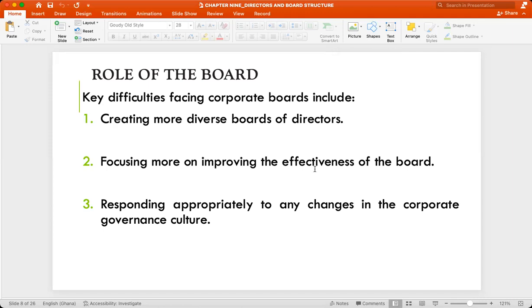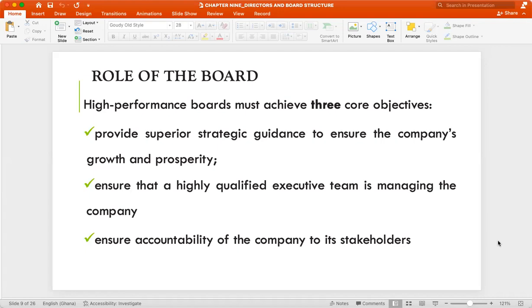They have to focus more on improving the effectiveness of the board. That is another difficulty. You may have the board, but how effective is it? Do they meet to discuss issues of the company? When they meet, what is the nature of the discussion? Okay. Do they make any meaningful contribution as far as the governance of the company is concerned? All right. Another difficulty is responding appropriately to any changes in the corporate governance culture. All right. So most of the time when there is the need for change, as we've always been saying, change is quite difficult. And so when there is the need to change structures and the way companies are governed, it poses a challenge to boards of directors.